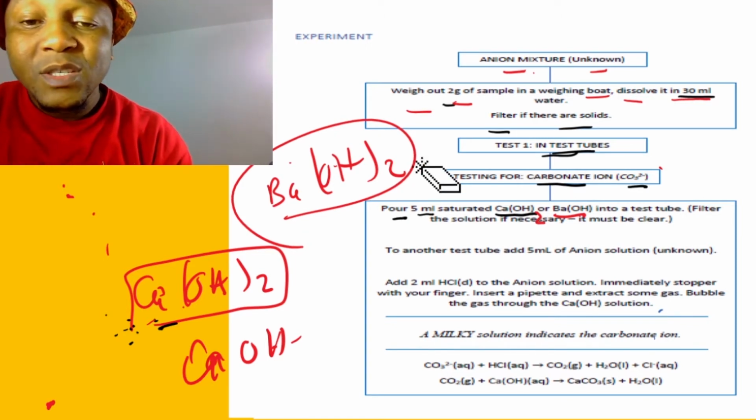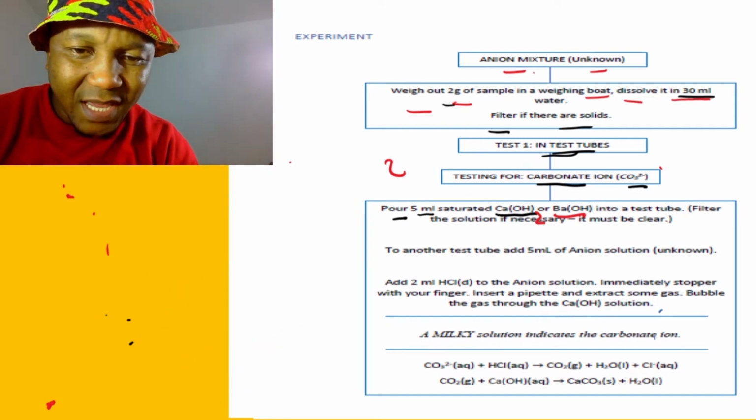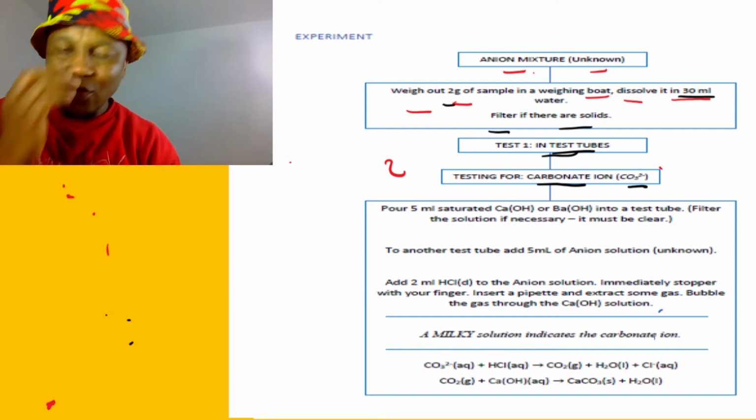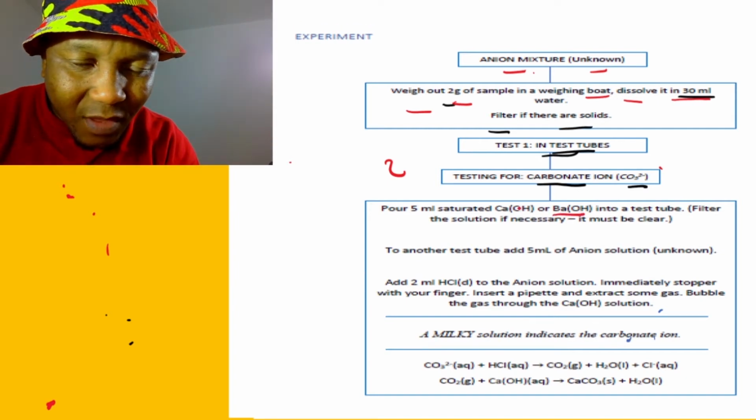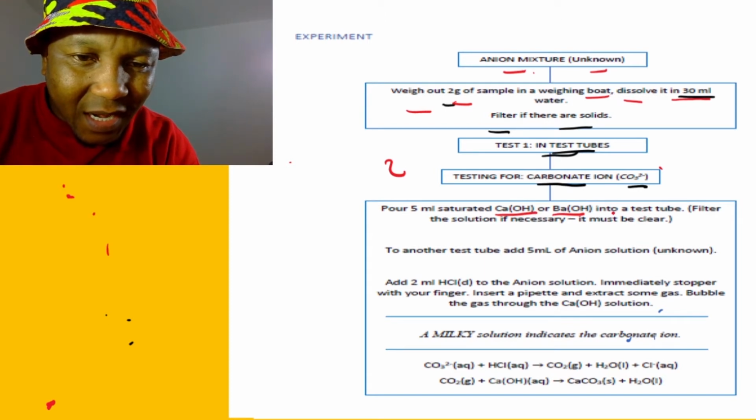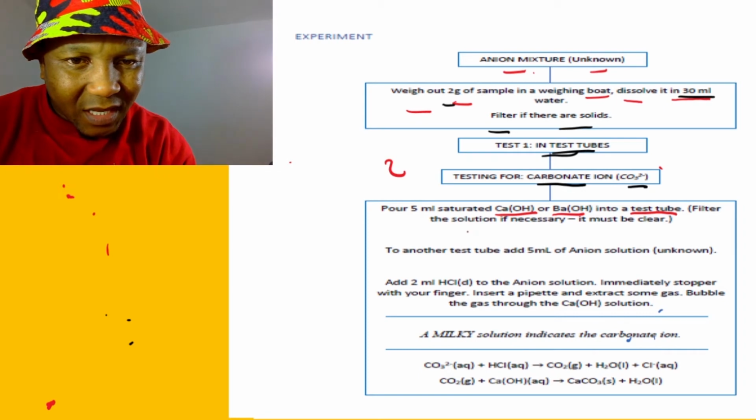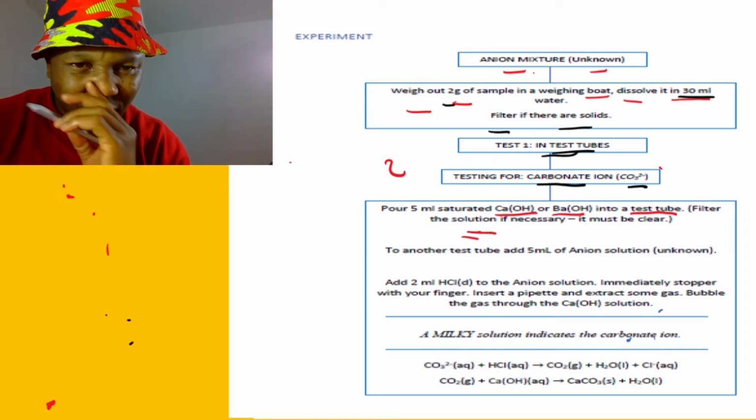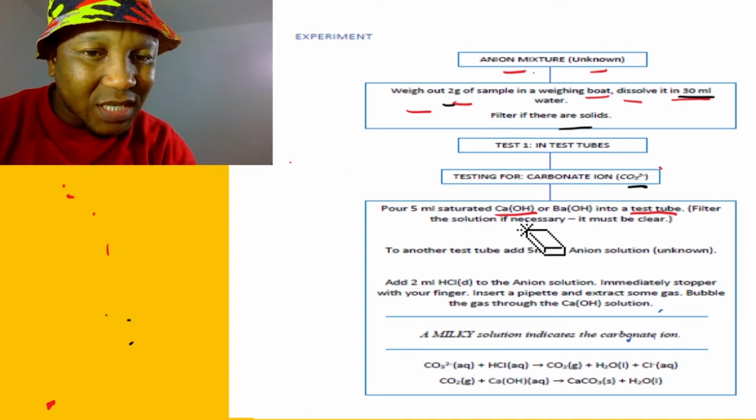So now let's continue. We can take 5 milliliters. You can use your glassware and measure 5 milliliters, and then put it into the test tube, and filter the solution. You understand what I'm saying? And filter the solution. So this is how we're gonna do test 1.